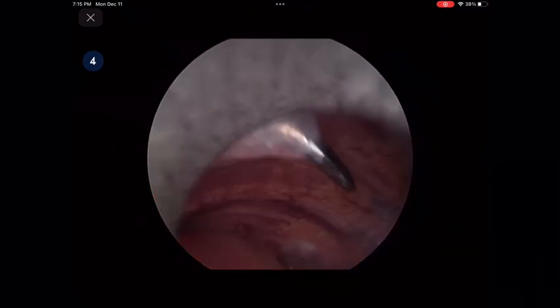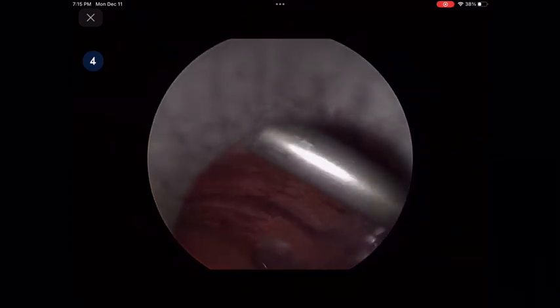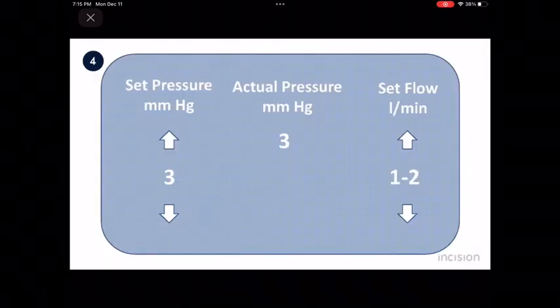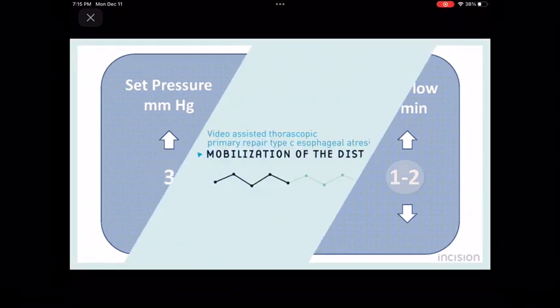Ensure that cannula tips are advanced deep in the thorax to reduce the risk of lung damage when changing instruments. Insufflate the pleural cavity to a pressure of 3 mm of mercury at a flow of between 1 and 2 liters per minute.